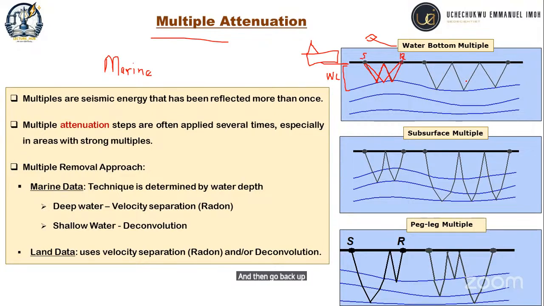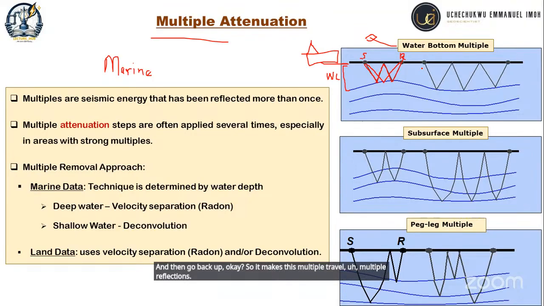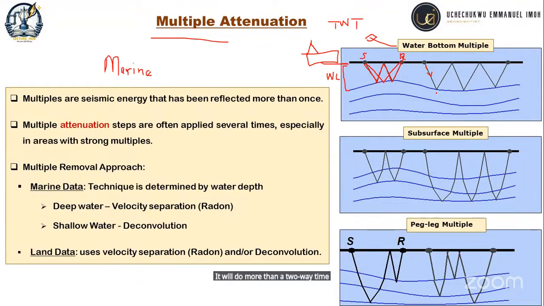So it makes multiple reflections, or several times of travel. Instead of doing a two-way time, as we all know, it will do more than a two-way time. It will go down, get to this boundary, go back up, come back again, and go back up, as many times as it likes. So it can even do three-way time, six-way time, four-way time, whatever.